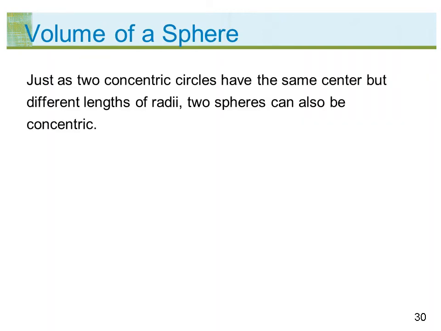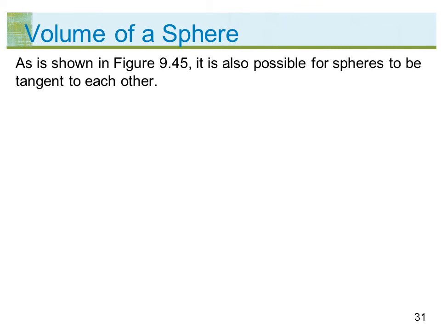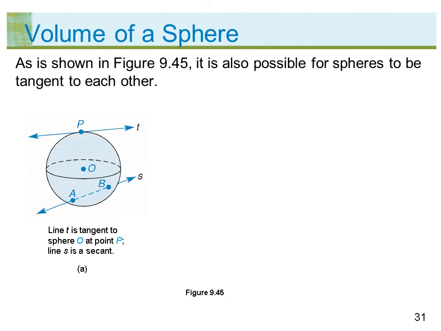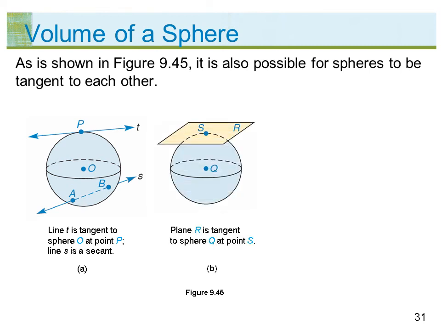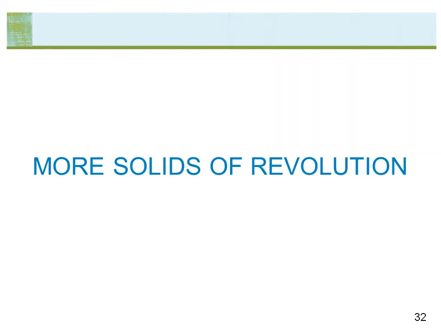Just as two concentric circles have the same center but different lengths of radii, two spheres can also be concentric. Like circles, spheres may have tangent lines, however spheres also have tangent planes. As is shown in figure 9.45, it is also possible for spheres to be tangent to each other. Line T is tangent to sphere O at point P. Line S is a secant. Plane R is tangent to sphere Q at point S. Spheres T and V are externally tangent at point X.